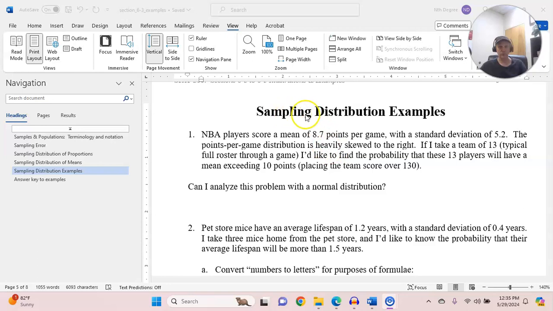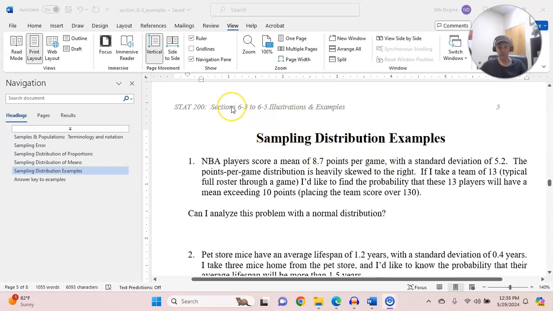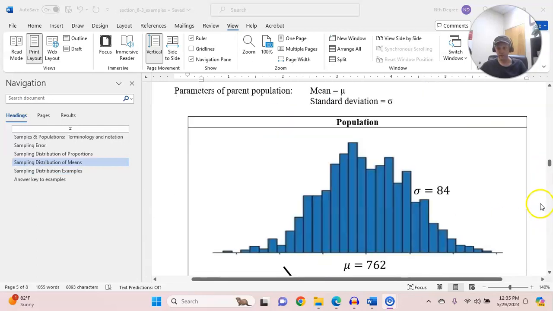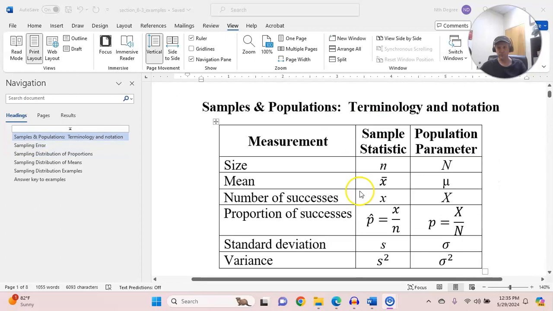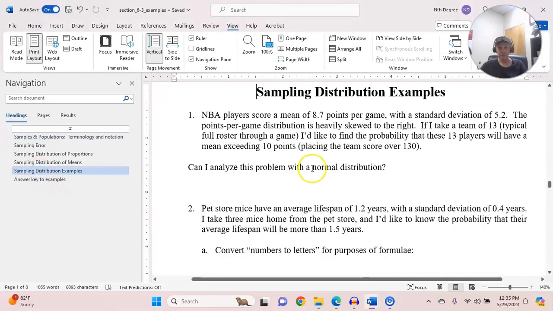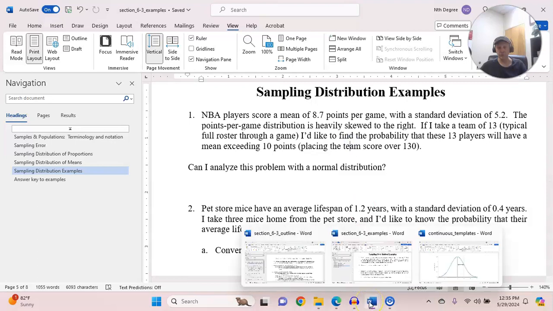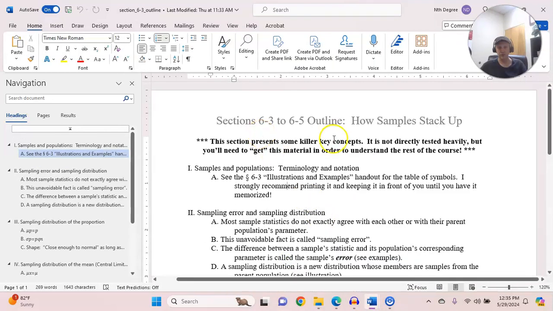I'm going to be working through the problems on this worksheet, sampling distribution examples, which comes at the end of the sections 6.3 to 6.5 illustrations and examples handout. This is the handout that starts with your table of statistics and parameters up here. Oh yeah, I should have just clicked on the contents here. I also will be working a little bit with the sections 6.3 to 6.5 outline.